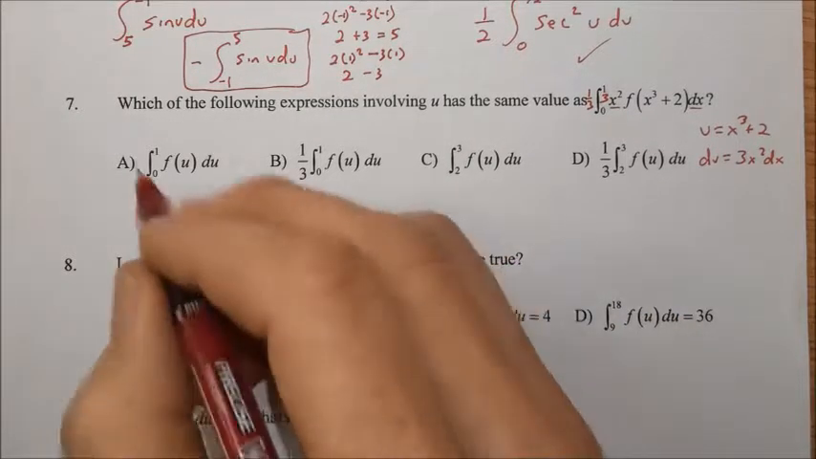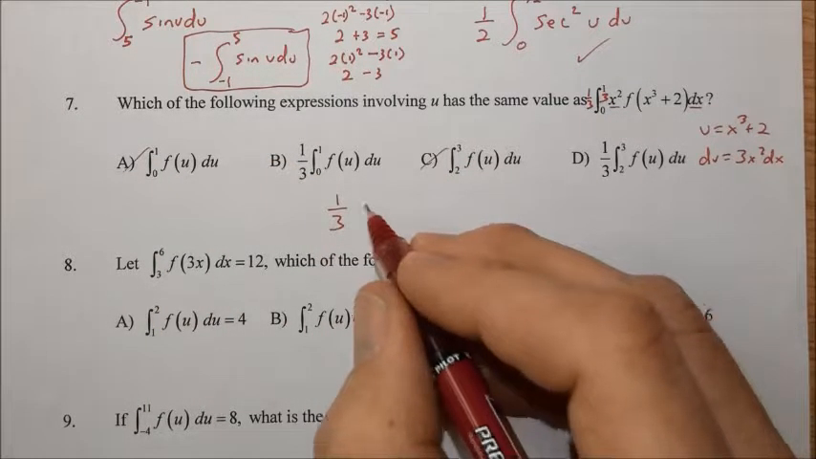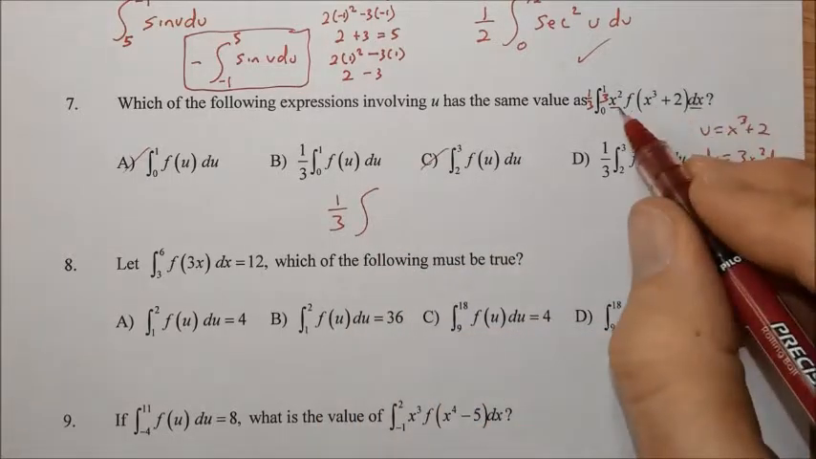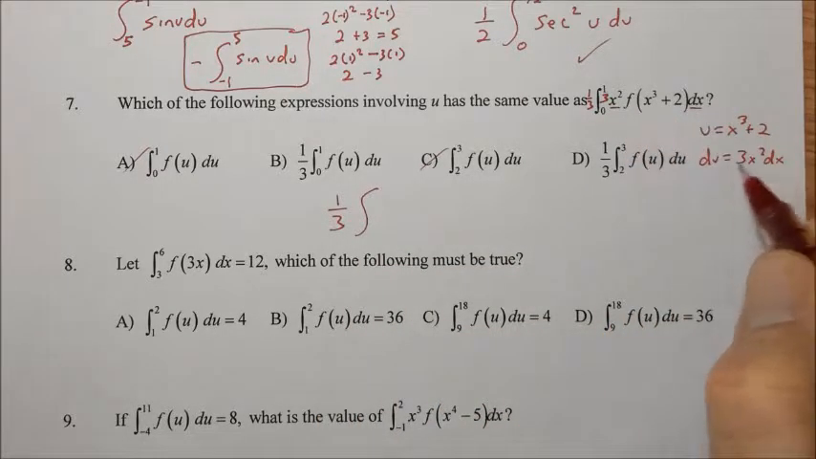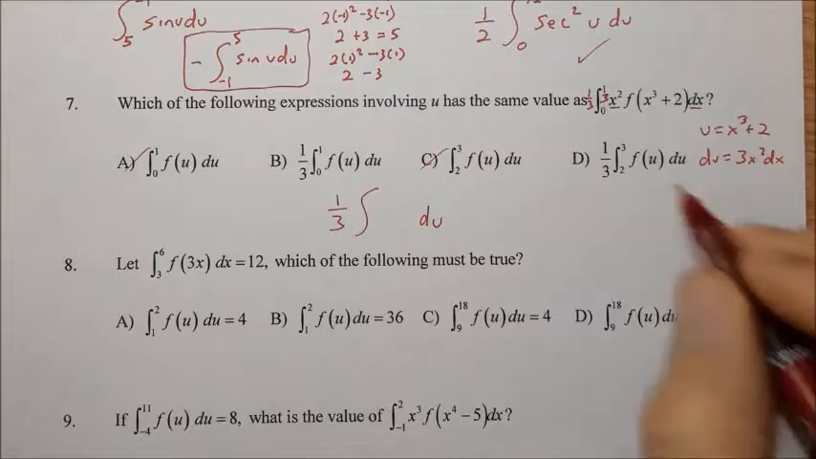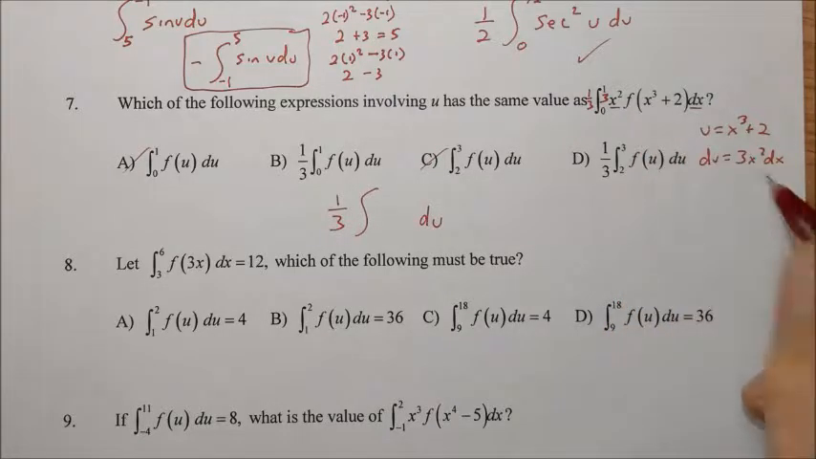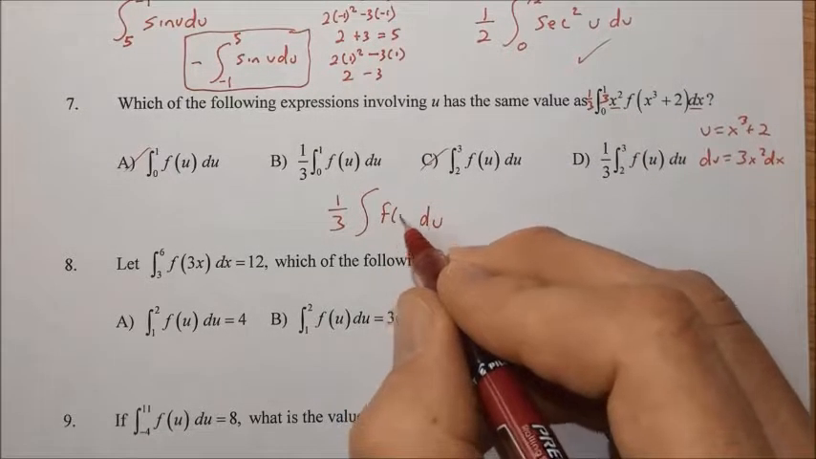So right away that triggers that we're going to need a 1/3. Alright, so a and c are out. Okay, what we have here is the integral. The 3x squared and the dx are going out and du is coming in. And instead of f of x cubed plus 2, we have f of u.